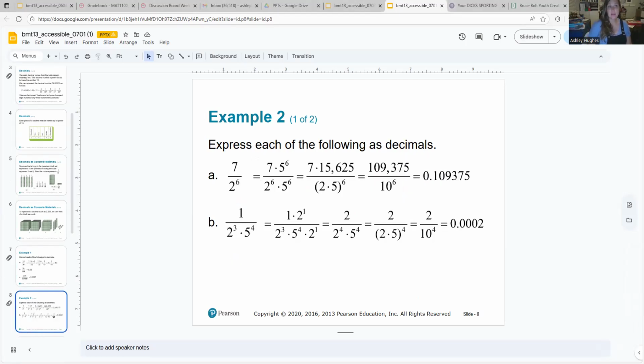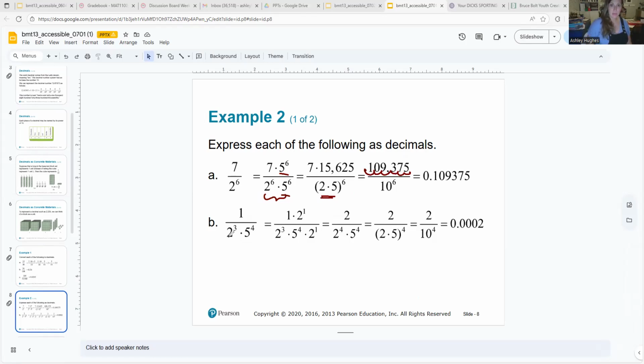This is a different way to explain it. So with 2 to the 6th, they're trying to get it to be over some power of 10 in the denominator. And so we know 2 times 5 is 10. So we multiply by 5 to the 6th on top and bottom. So we can group and say, oh, that's 10 to the 6th. And then you can move the decimal over 6 places. So if it's here, we're going to go 1, 2, 3, 4, 5, 6. So that's how we get 0.109375.